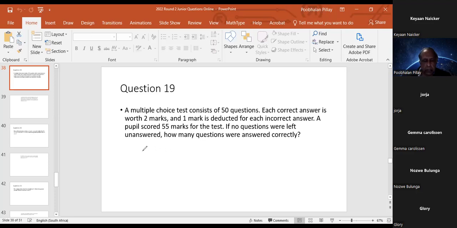So you got 50 questions altogether. Some of them were correct and some of them were incorrect. So let's just draw a little diagram like this to say you got the correct ones and the wrong ones. And he scored 55 marks altogether. The only thing we don't know is how many correct. The question is how many were answered correctly.